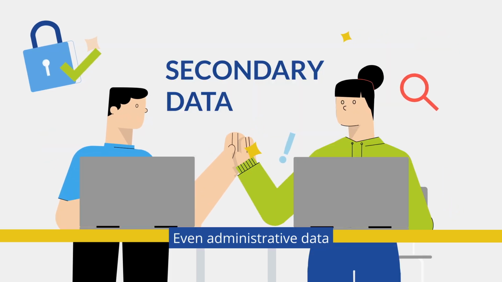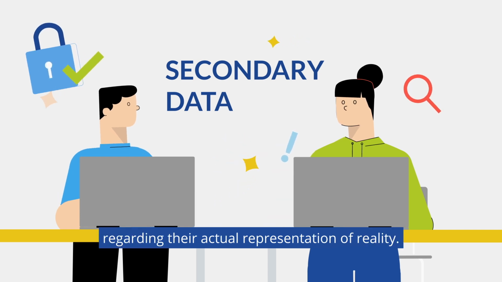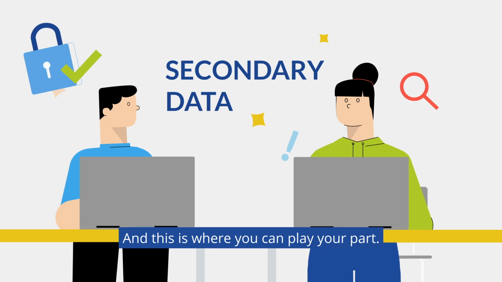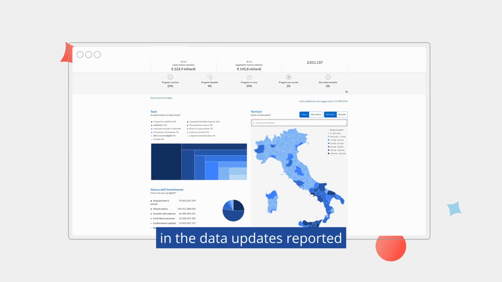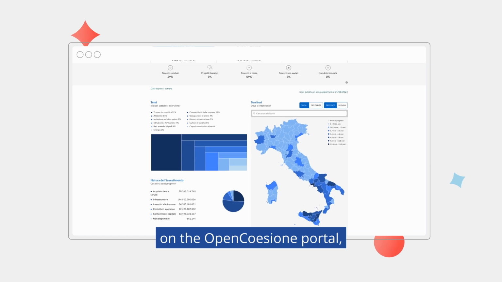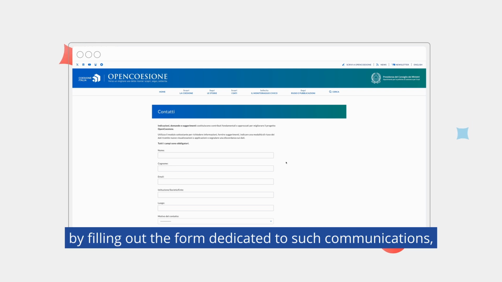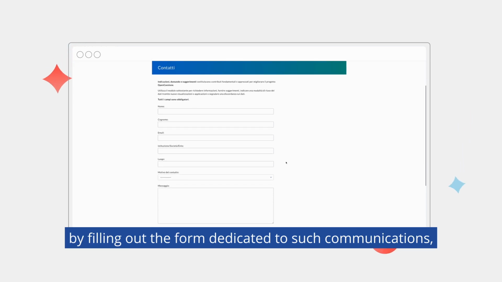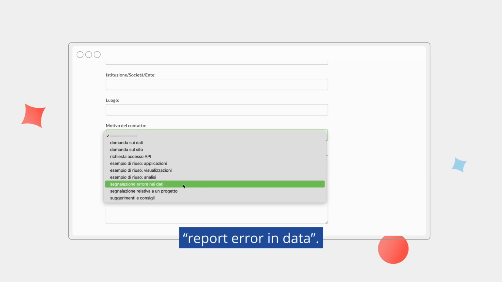Even administrative data need constant verification regarding their actual representation of reality, and this is where you can play your part. If you find any inconsistencies in the data updates reported on the OpenCoesione portal, you can report such anomalies by filling out the form dedicated to such communications, indicating, as the reason for contact, "report error in data."